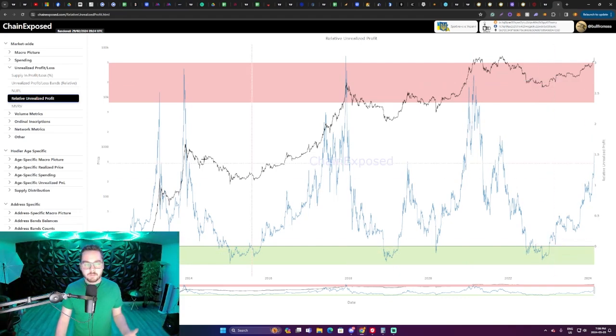Opportunity zone, prepare to buy. So that is pretty much it. Those are the only real charts you need to know, guys. Like the unrealized profit and loss: below 0, buy; above 2.35, sell.